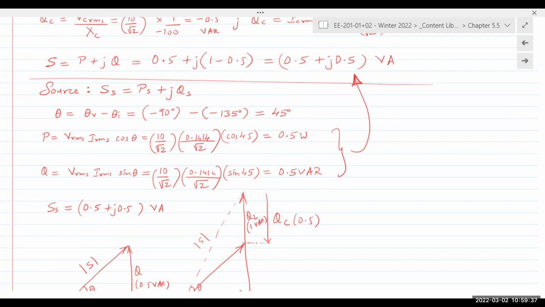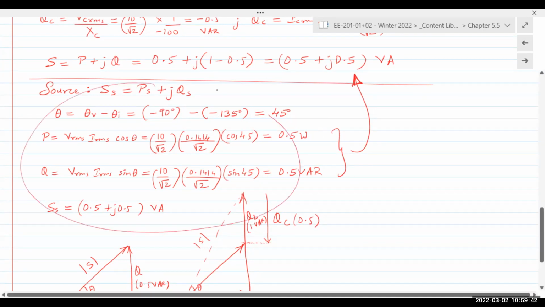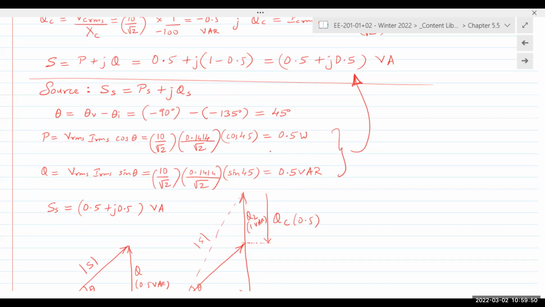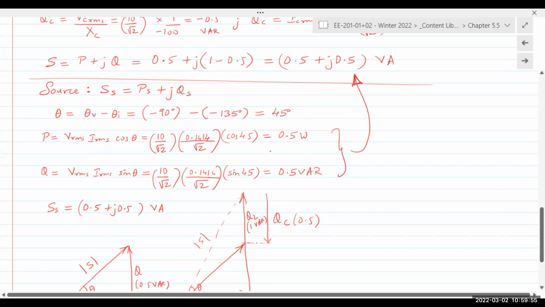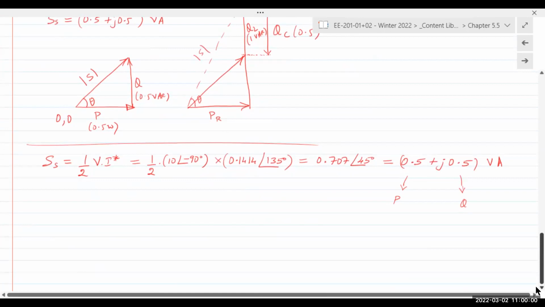No change. 3 steps, the same answer. So if the question was to find the power only for the source, you could simply find voltage and jump to this equation right there. You find the total current provided by the source, and you can skip all the preceding steps and go over here. One other method, even shorter, is to use this equation. The third one, the total complex power S for the source, S_S, is half V I asterisk.